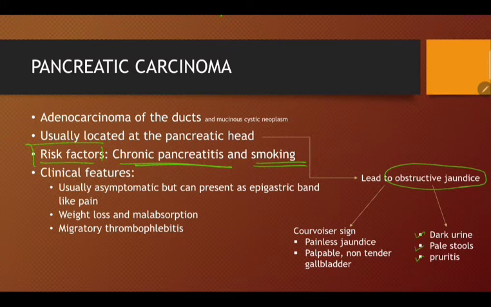There's also another sign that you see, Courvoisier sign, which is basically painless jaundice. It means that you feel the gallbladder. It is huge and palpable, but there's no pain. So that's Courvoisier sign.